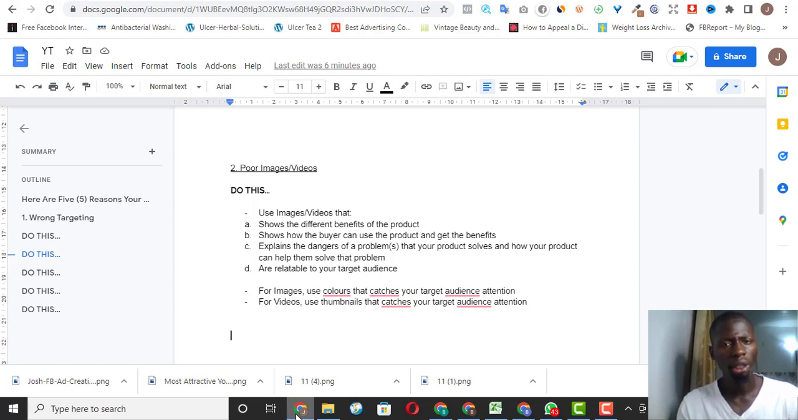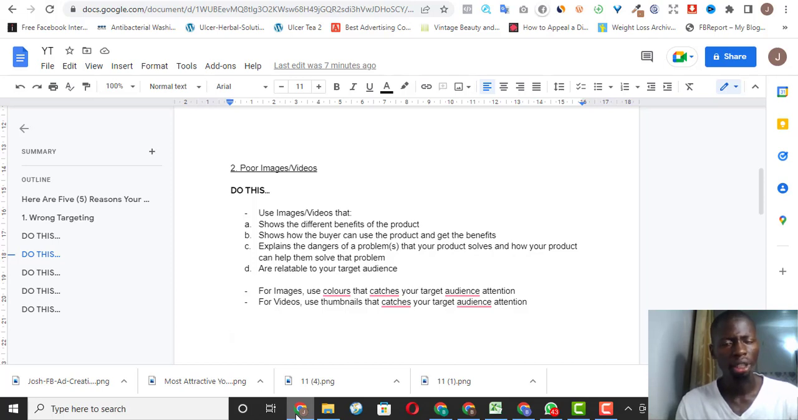Okay, so this is basically putting up the problems first, then bringing your product forth as the solution, then you promise them a better future. So this is one other way you can create videos for your products. Then another thing you should take note of is to make sure that your images or your videos are relatable to your target audience.